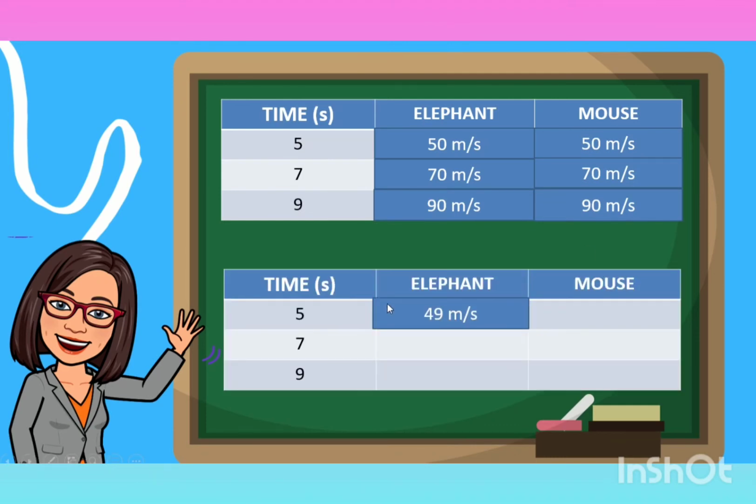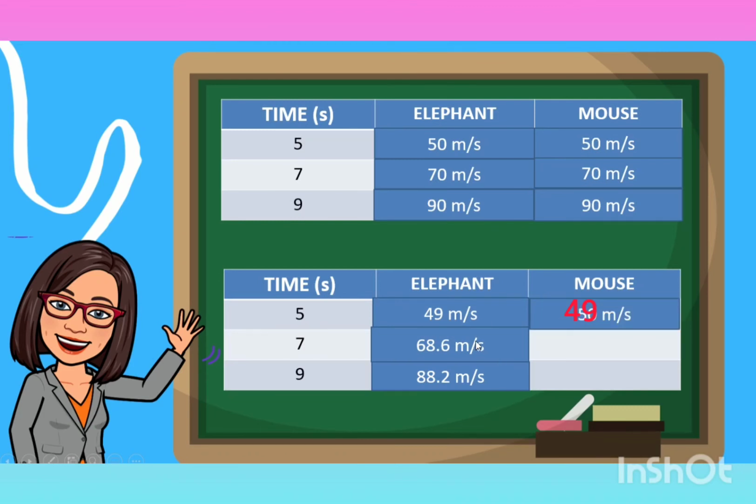For the elephant, after 5 seconds, you have 49 meter per seconds. That is 5 times 9.8 because 9.8 is the actual value of acceleration due to gravity. 68.6 meter per seconds after 7 seconds and 88.2 meter per seconds after 10 seconds. So the answer for the mouse is also the same. Do you have any question?